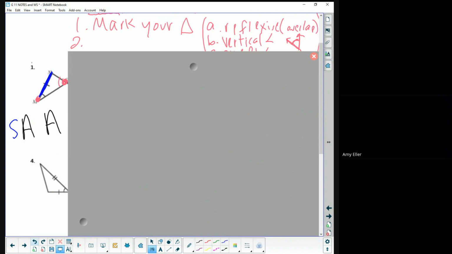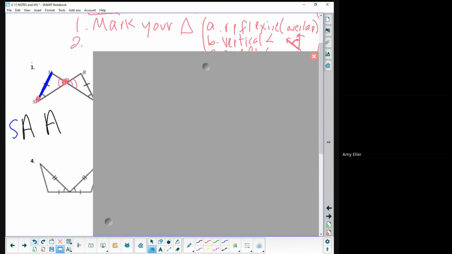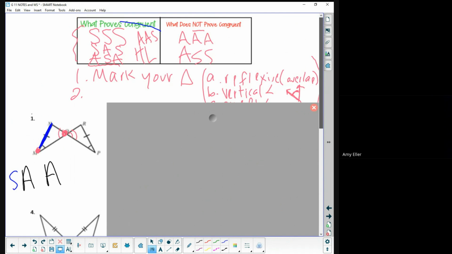Remember, there's only 2 combinations that are no. Think of the photo enlargement, AAA. That doesn't prove congruent. That's not what we have here. The bad word. Do we have the bad word here? No, the bad word is ASS or SSA. So are these triangles 100% sure they're congruent? Yes, because we were able to find something from this category that works. So yes, the triangles are congruent.